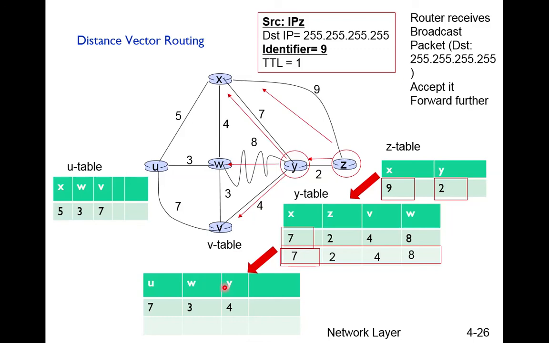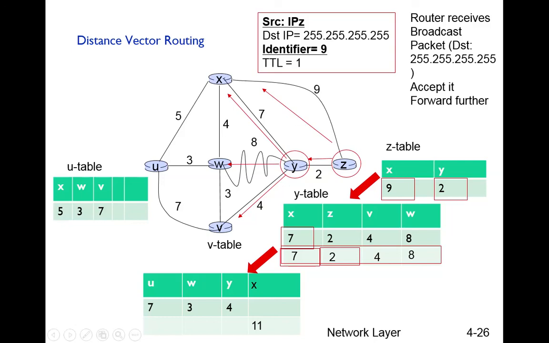So at present v doesn't know about x, but when this y table is shared with v, then v comes to know about x. So this entry will be added in the table. The x entry is added in the table, and its path is stored as 11. Why 11? Because v to y is stored as 4, and from y to x the shortest path is 7. So 4 plus 7 is 11. So the path from v to x is 11, and it will be stored.